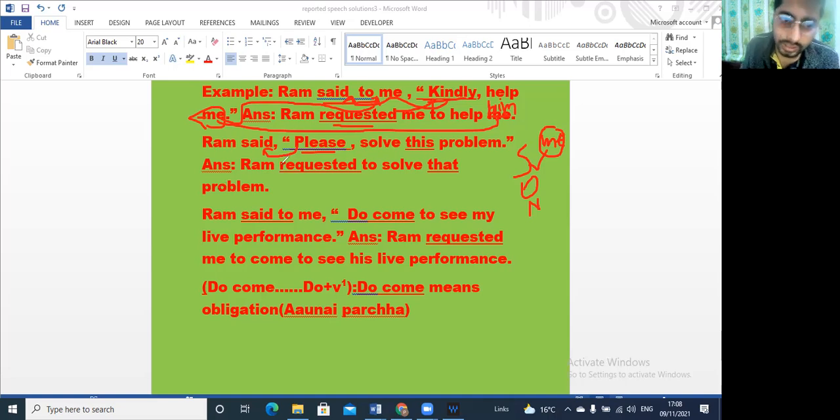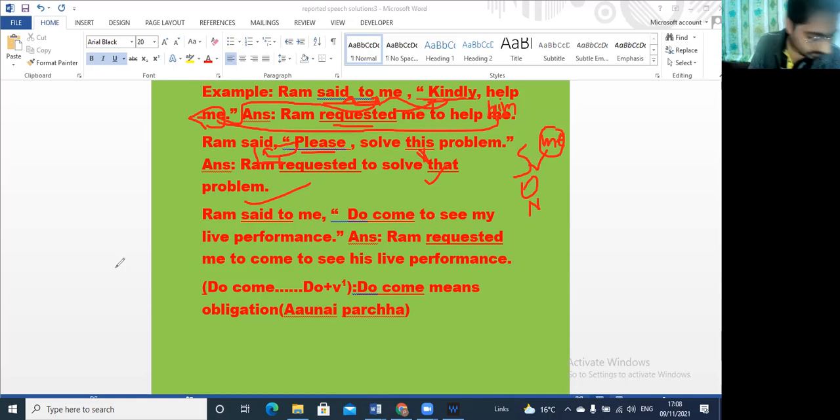Just like in the case of please over here, please is connected to said. That's why said is replaced by requested, because please is present there. Ram requested to solve. Now this is changed into that. Solve that problem. Finished. Now let's know another one. Ram said to me, do come to see my live performance.